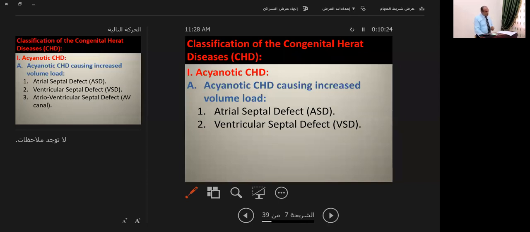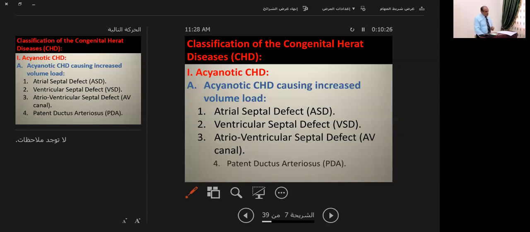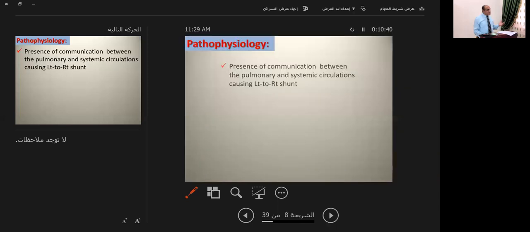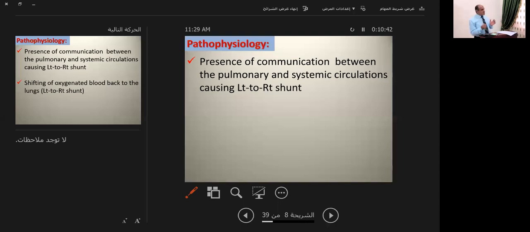Okay. And we have patent ductus arteriosus. The ductus arteriosus is the main patent vessel causing left to right shunt, as we will discuss in the next lecture. The pathophysiology of this lesion is associated with volume load. Why? The presence of communication between the pulmonary and systemic circulation causes left to right shunt.